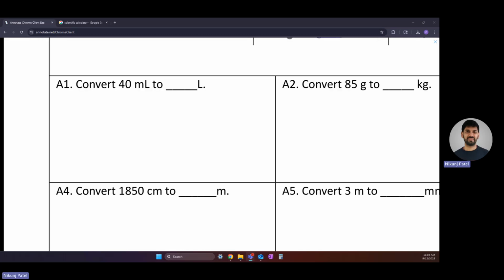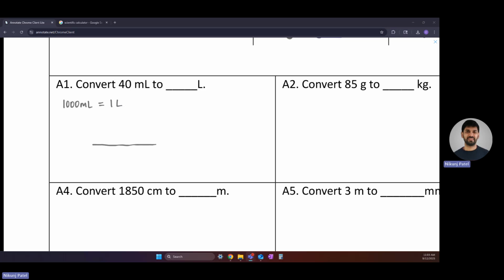So let's look at A1. In A1, we're going to convert 40 milliliters into liters. And from our conversion chart above, whenever you have milli, that's 1,000 of that item. 1,000 milliliters is equal to 1 of the base unit. This is something that you should memorize when you're converting from milliliters to liters. This is a common one that shows up in dosage calculations.